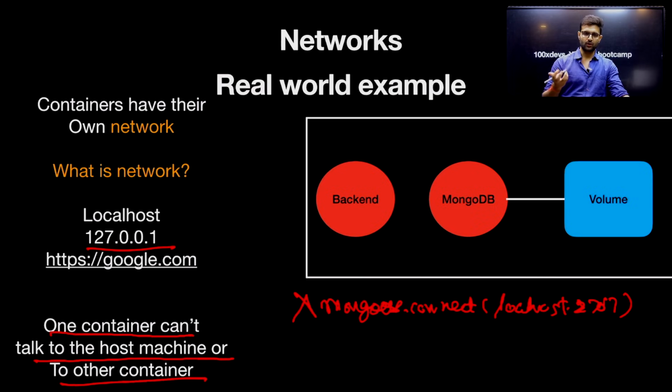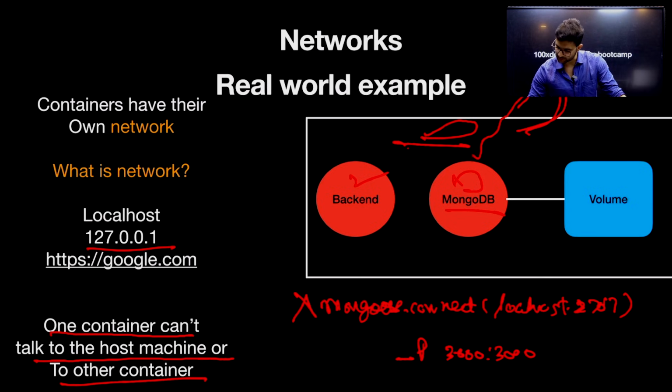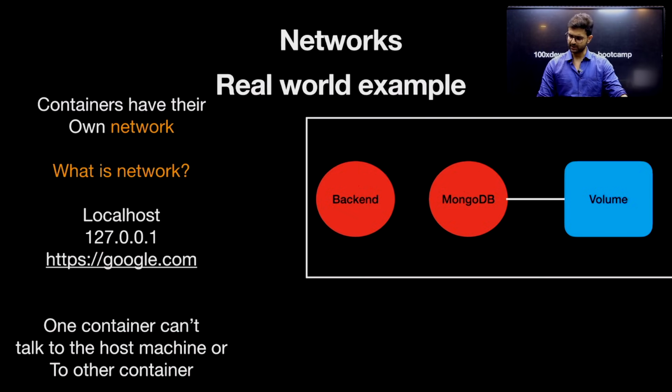Whenever I write localhost here, it tries to talk to itself. I write localhost here, it tries to talk to itself. I write it on the Mac machine, it tries to talk to itself. When we run docker run with -p 3000:3000, the request first reaches the Mac machine, and the Mac machine routes it to the container. Okay? So this is a brief of what is the problem that networks try to solve.